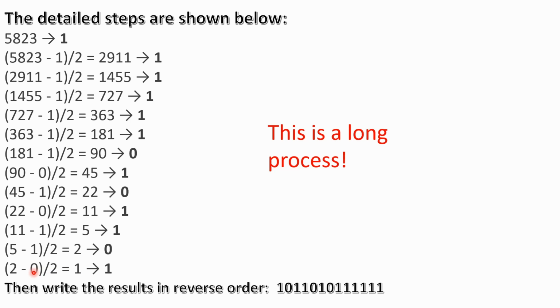2 minus 0 is 2. 2 divided by 2 is 1. So what's our remainder there? We won't have a remainder. 2 divided by 2 is 1, no remainder, 0. At that point, you write out all those bits in reverse order. You can see how you got 1, 0, 1, 1, 0, 1, 0, 1, and so on. They're all written out here. So that means 5,823 is equivalent to this long binary number.